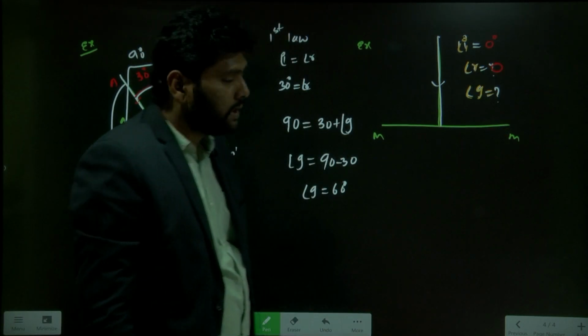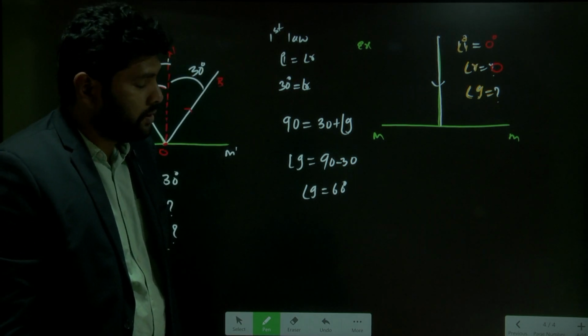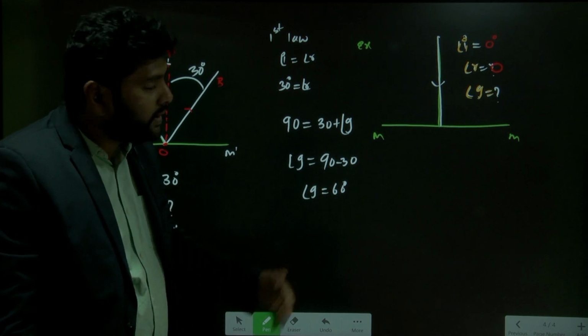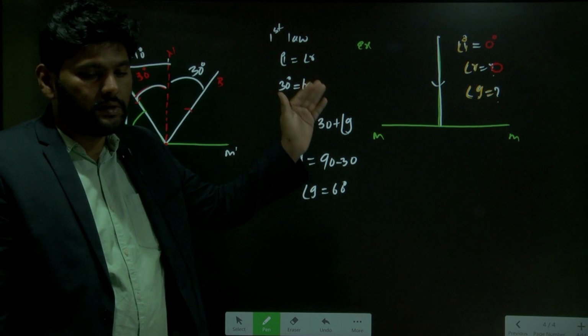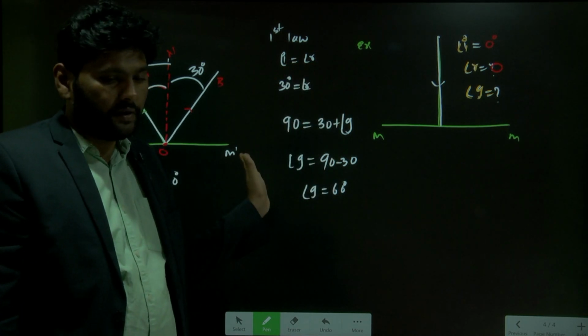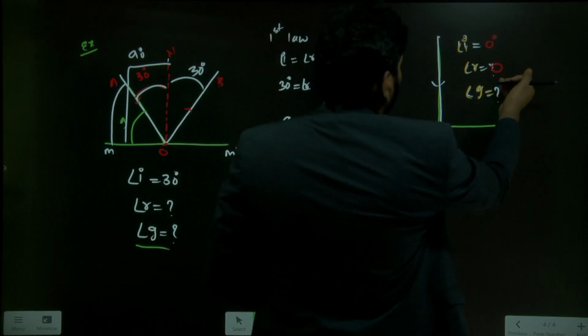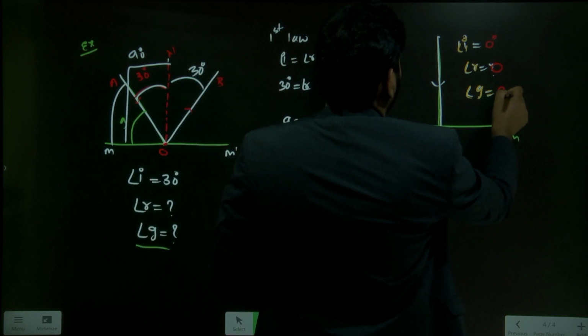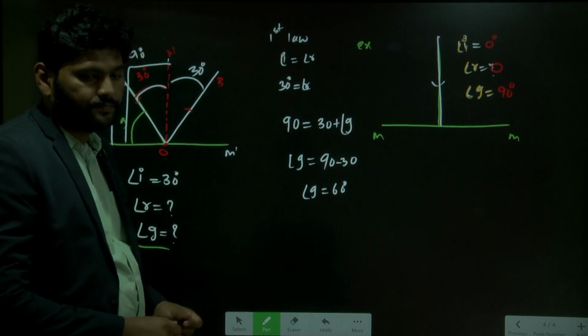When the angle of incidence is 0 and the reflected angle is 0, what is meant by the glancing angle? The glancing angle is nothing but the angle between the light ray and the surface. Here it is 90 degrees, so our answer is 90 degrees. Got my point? Note down.